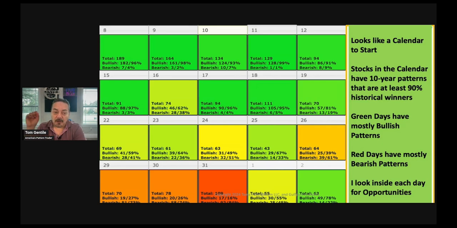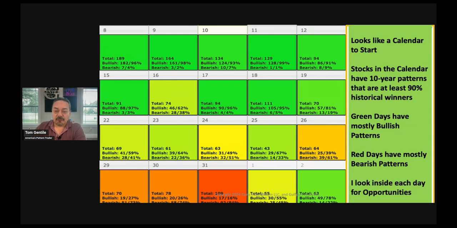Not on this calendar. This calendar gives me stocks, and it gives me stocks that have been in at least a 10-year pattern. I'm looking for stocks that at least 9 out of 10 years, that pattern has been either up or down. I mostly like to look for up patterns. Those are green days. When I find a green day, that means that there's more stocks within that day that have seasonal up patterns than down.